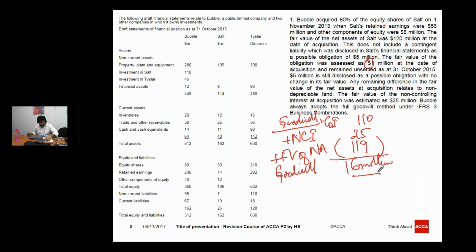Now if you have any question about the goodwill, please do ask it immediately so that we can discuss your question and problems. Yes. 16 million. Any question about the 16 million? Please do ask. Explain 119. Okay, 119.